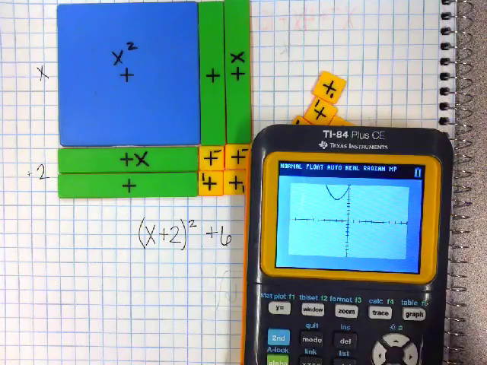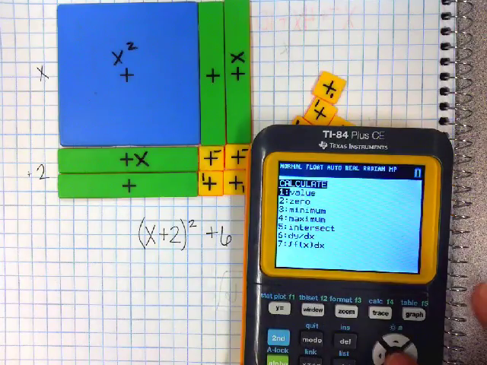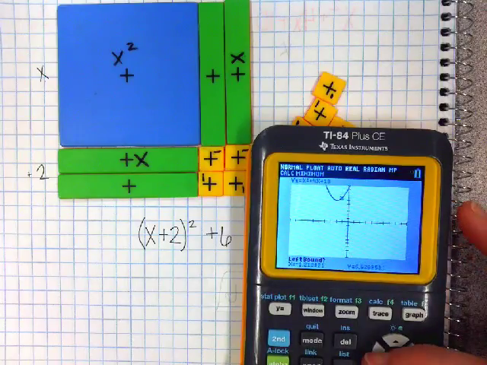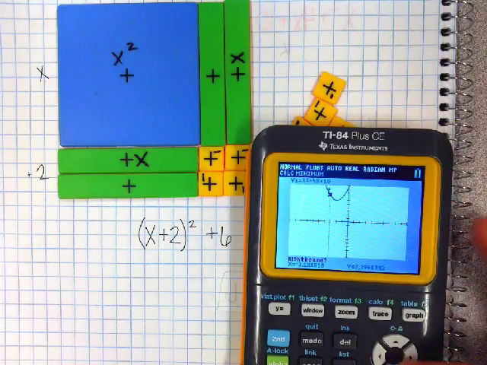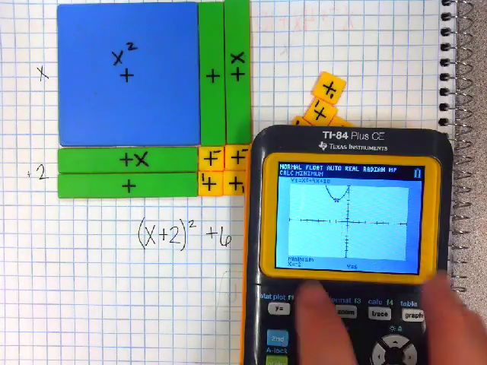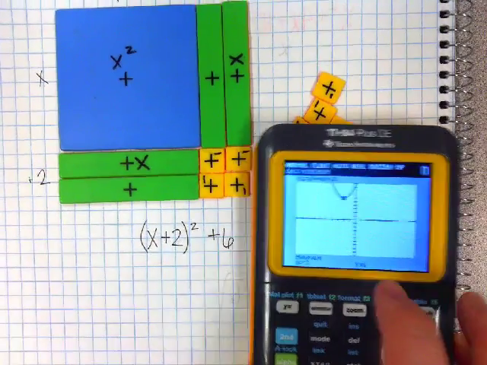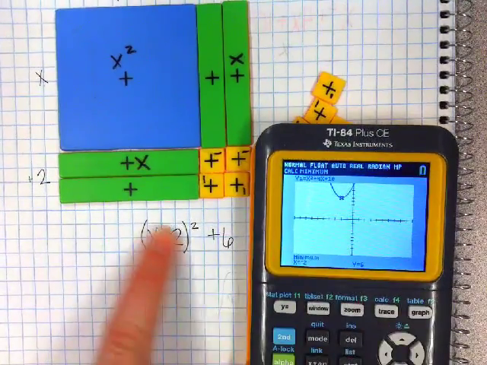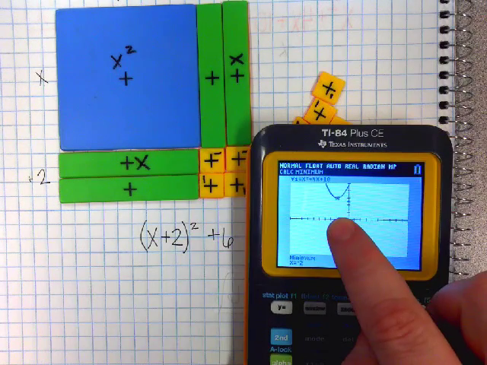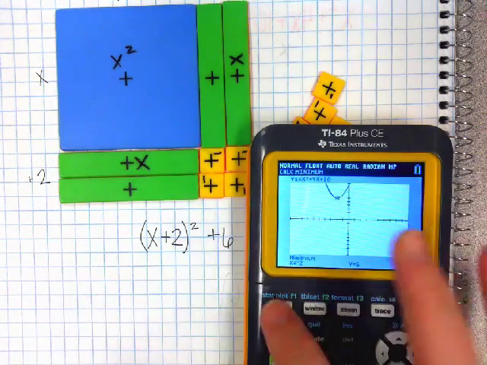And I'm going to hit second trace. It's a minimum value, so I went to number 3. Remember, do left bound, right bound, enter. So it's -2, 6. Remember vertex form? This right here tells you how much it moved horizontally. So it moved back 2 and up 6.